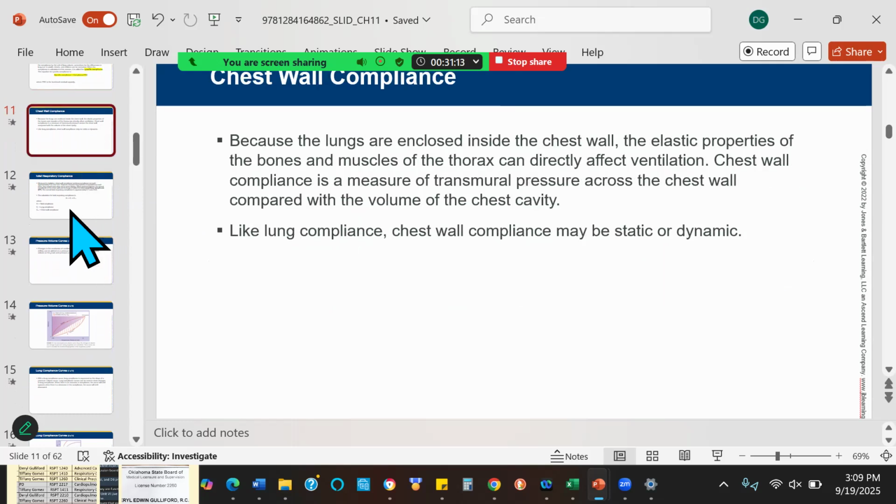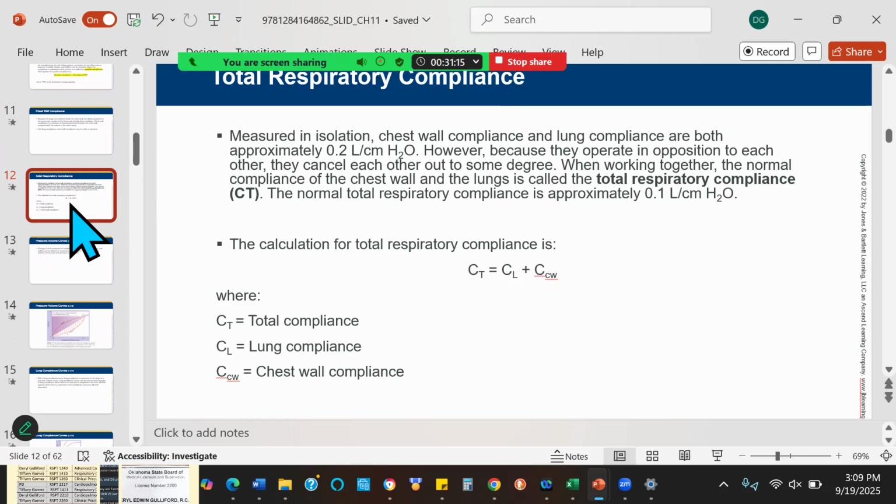Total compliance is compliance of the lung plus compliance of the chest wall. We don't actually use that clinically. We definitely use dynamic compliance clinically and static compliance clinically. This one we do not, but you just add them up, the lung and the chest wall.